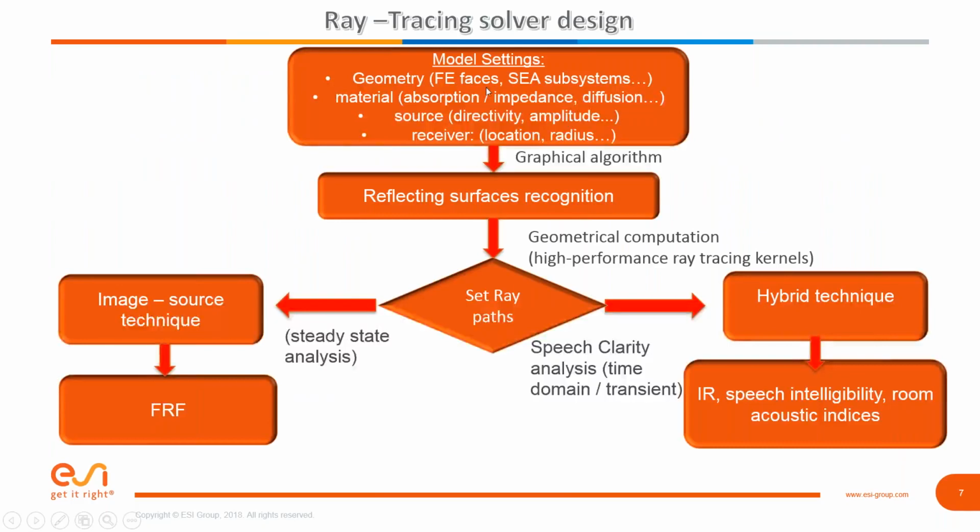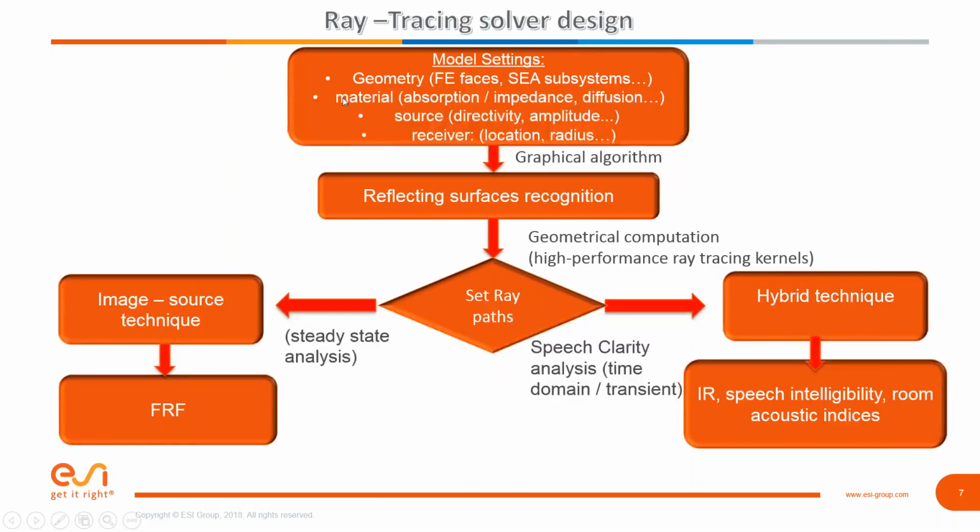So you'll see a lot of commonality. Again, setting this up, it's only that last step of realizing if you wanted to do a steady state ray tracing for transfer functions, or the transient version to get speech intelligibility or room acoustic indices. That's kind of the last step. Up until then, you have a lot of common parameters. You're creating geometry from FE faces, SEA subsystems, pretty robust, doesn't rely much on meshes or a lot of details. It's lightweight, kind of fits in with the SEA concept.